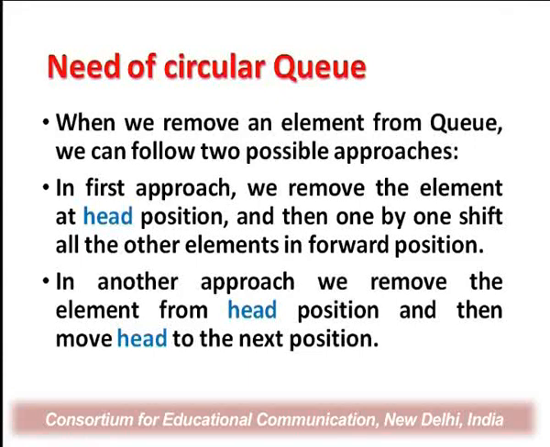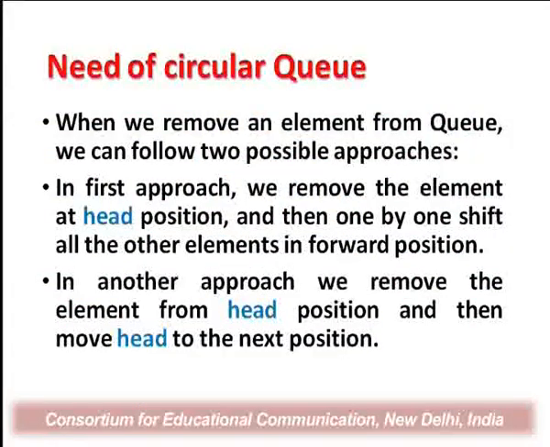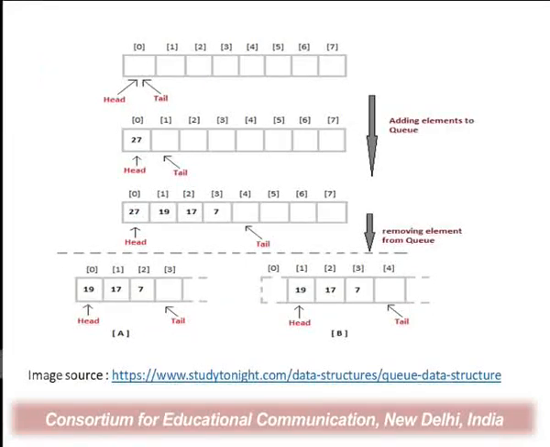Now, let us say, for example, we are having a queue and we are removing some elements from the queue. So, there can be two possible approaches to remove elements from the queue. One is we remove the element from the head or the front position, and we always shift each and every element one by one in the forward direction. Another approach is we can remove the element from the head position and just move the head to the next position, as it is shown in the figure.